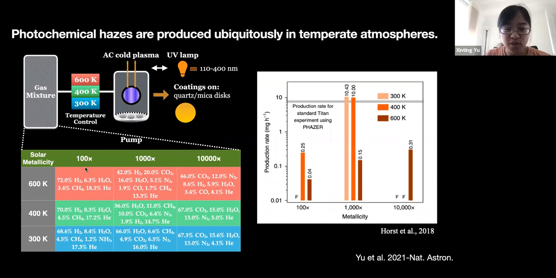And first we have a chicken-and-egg problem. Because of the hazes, we can't really know what's in the atmosphere, right? But now we have to start with some gas composition to do this. So how do we do this? In the end, we chose to use a thermochemical equilibrium model to predict what could be in the atmosphere given some metallicity and some temperature.